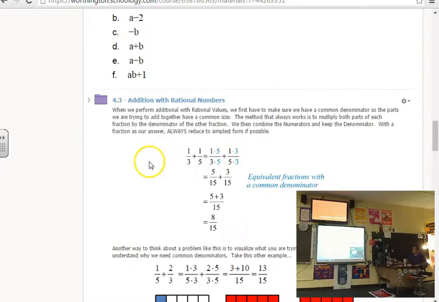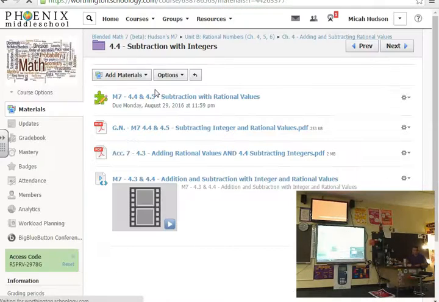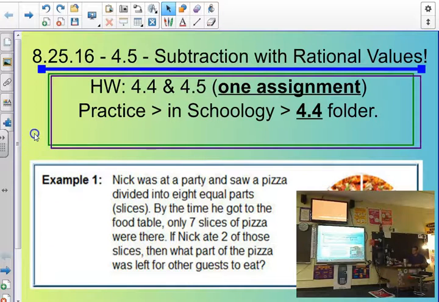Notice your 4.4 and 4.5 homework are one combined assignment right here in the 4.4 folder. It's like 17 questions, two nights' worth of homework. I think I have that set due Sunday at midnight.